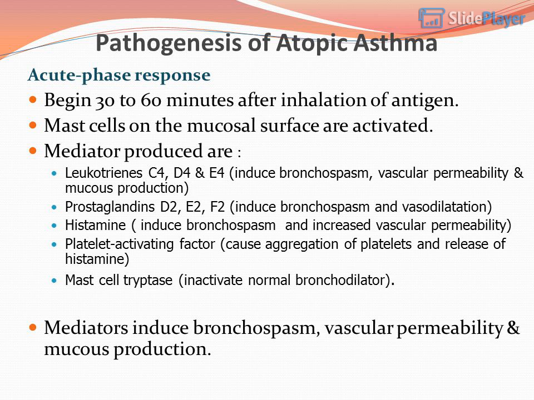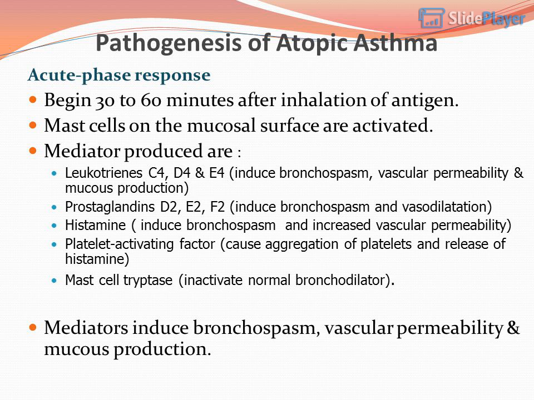Pathogenesis of atopic asthma. Acute phase response. Begins 30 to 60 minutes after inhalation of antigen. Mast cells on the mucosal surface are activated. Mediators produced are leukotrienes C4, D4 and E4, which induce bronchospasm, vascular permeability and mucus production. Prostaglandins D2, E2, F2 induce bronchospasm and vasodilatation.